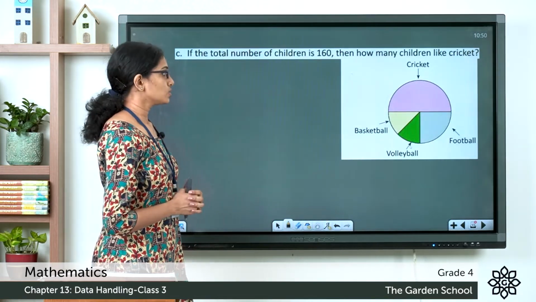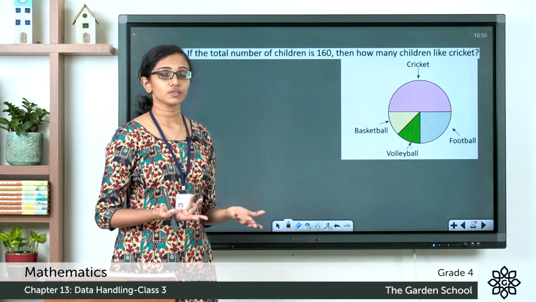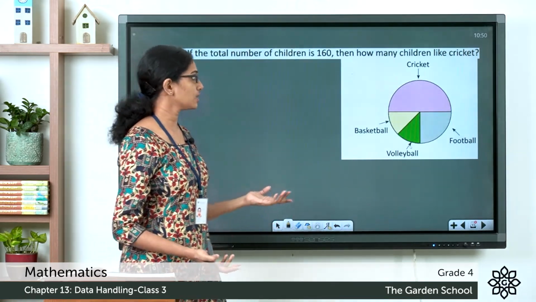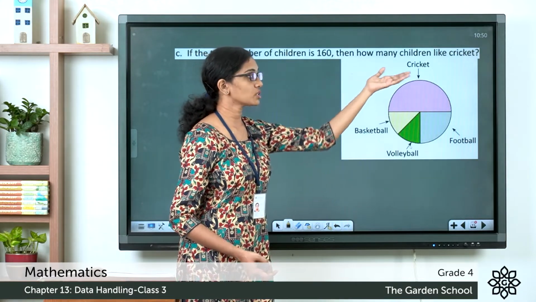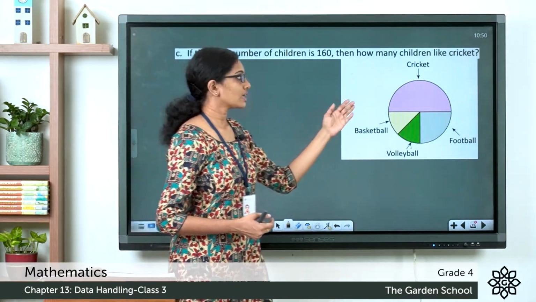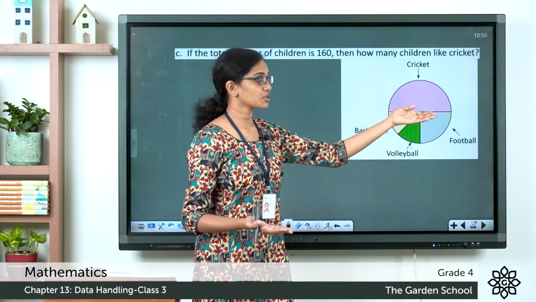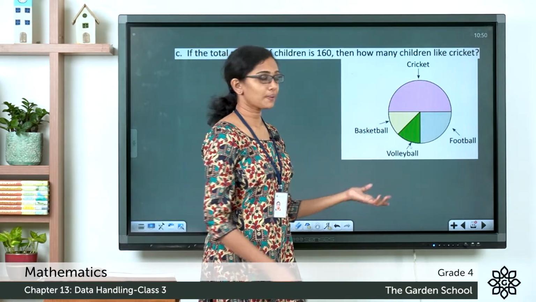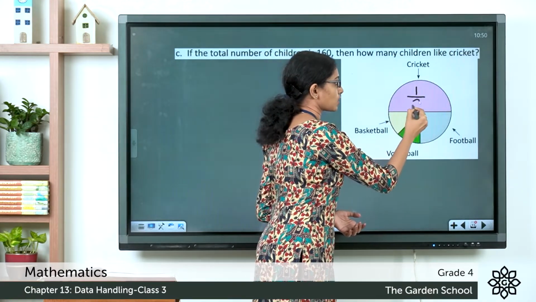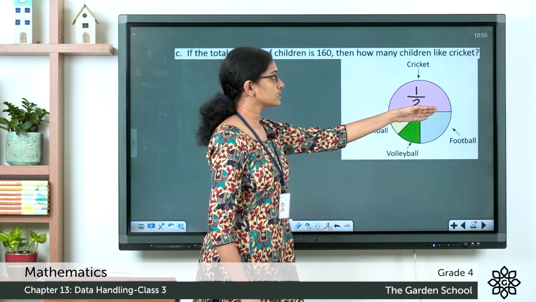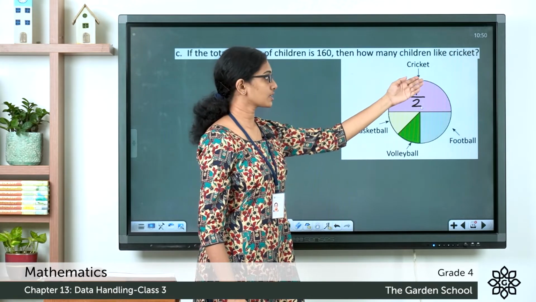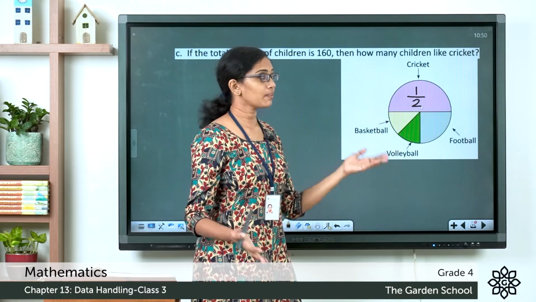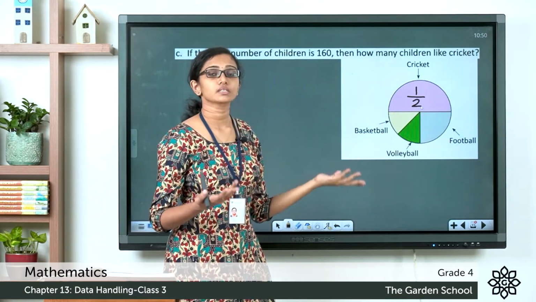Now, the third question: if the total number of children is 160, then how many children like cricket? So here we are given the total number of children. How much is it? 160. There are a total of 160 children, and you are asked to find out how many children like cricket. So let's have a look at what fraction of the circle represents the number of children who like cricket. See, in the pie chart, half of the circle represents the number of children who like cricket. So like we have discussed earlier, the whole circle will represent the whole 160 children.